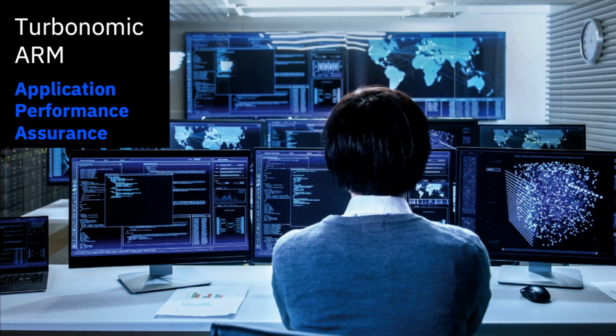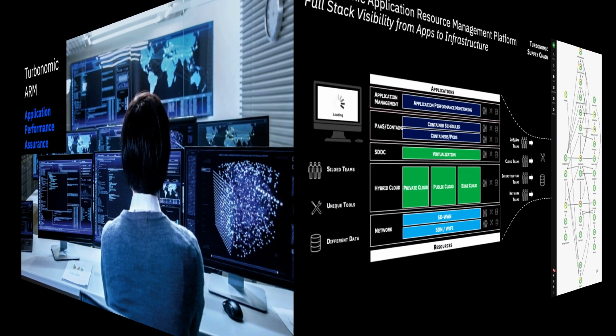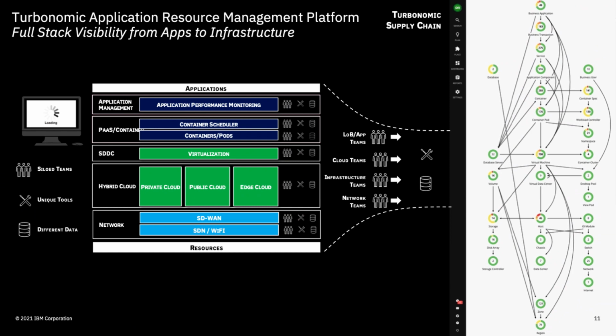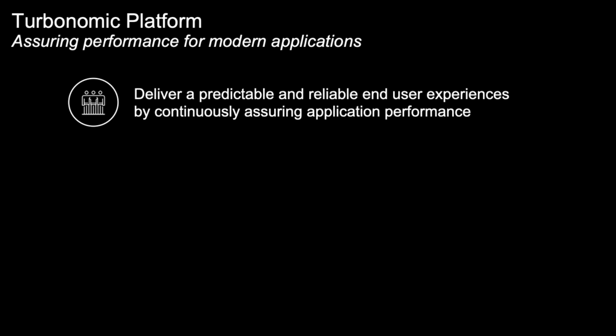Welcome to this demonstration of the Turbonomic platform. Turbonomic is an application resource management, or ARM, platform designed to put your hybrid environment into the optimal state by achieving three primary goals. First, assuring the performance of your applications by making sure that the applications get the resources they need when they need them.